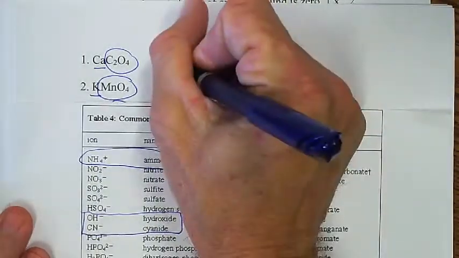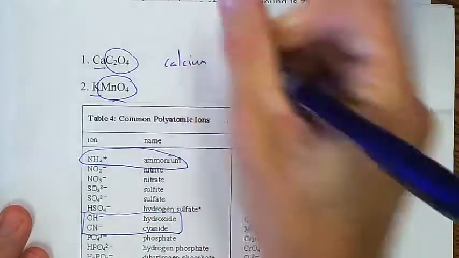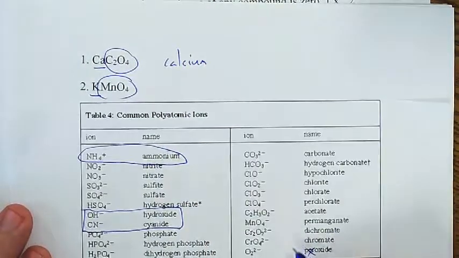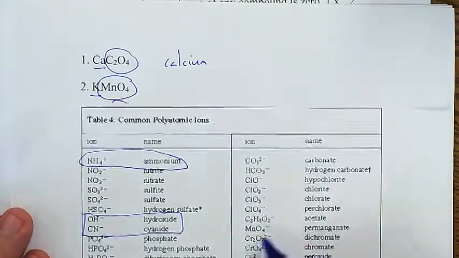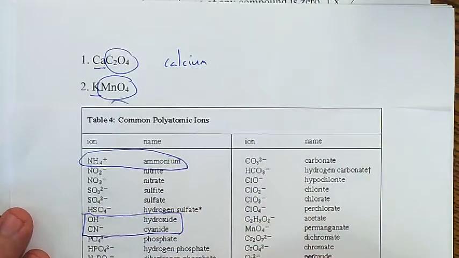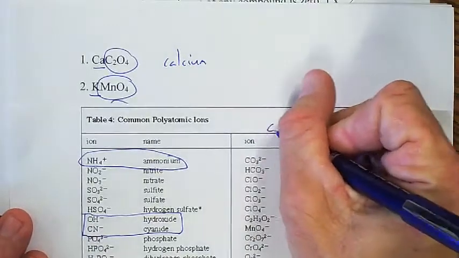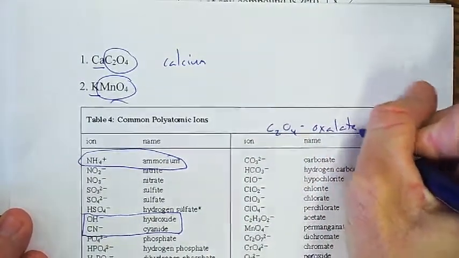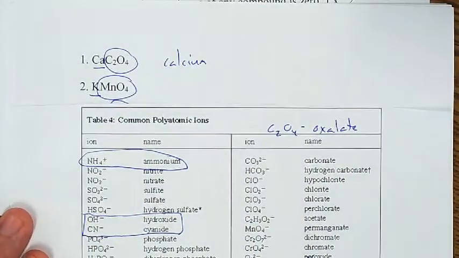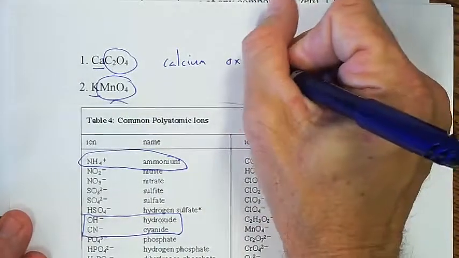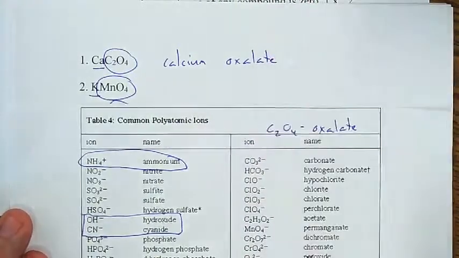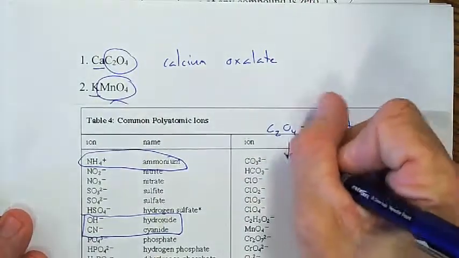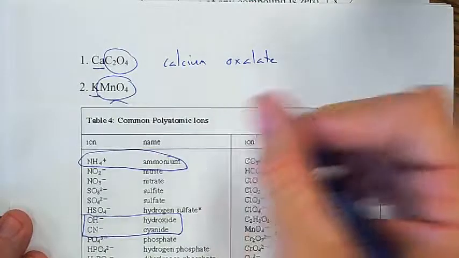So that is calcium, that is the metal, and C2O4, you got to look it up. This chart does not have this one on there. I don't see it, but you need to know that one. C2O4 is oxalate, so make sure and add that to your notes. So that is calcium oxalate. That's what C2O4 is. So add it to your list of polyatomics that you need to know.